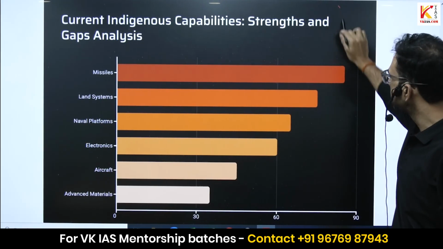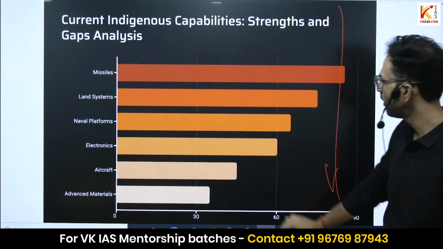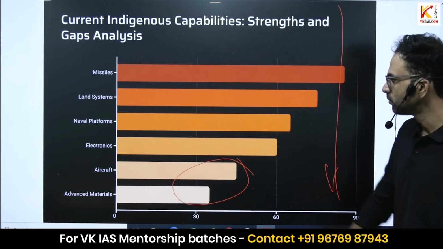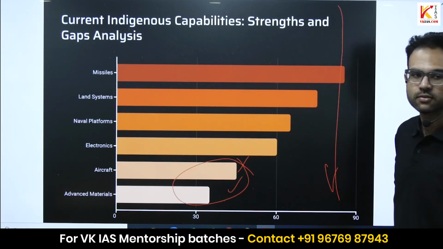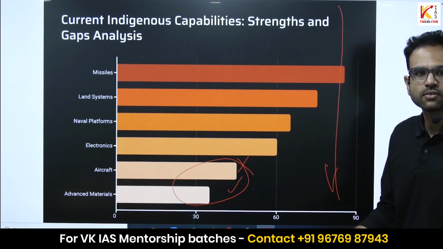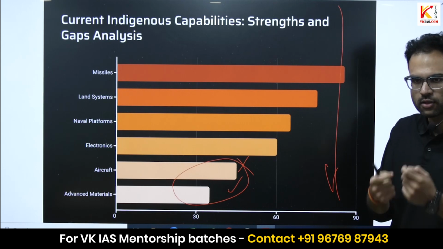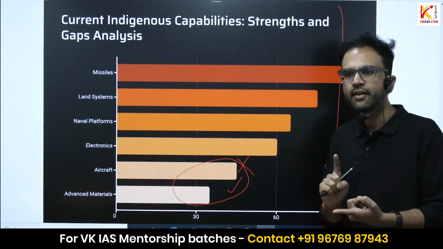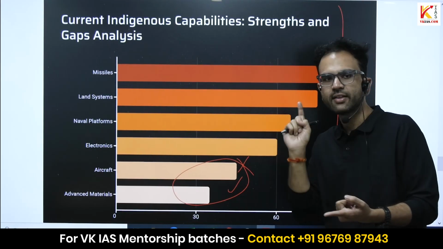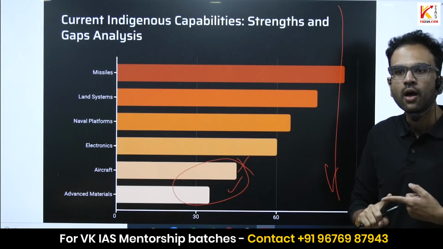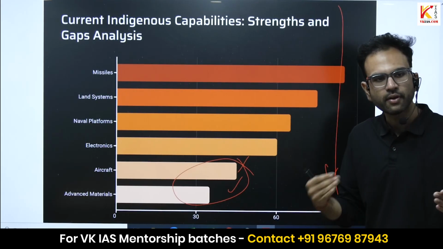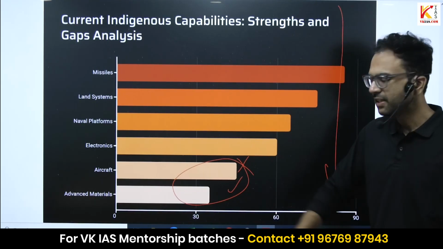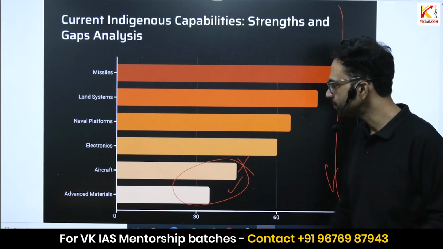So we have certain strengths and weaknesses, and these are the areas where we are yet to get better. Aircraft and advanced materials. Advanced materials means material technology, like the quality of what materials you use. Let's say if a missile strikes an aircraft carrier, if the material is good enough, it can minimize the damage. Just giving you an example. So these are the areas where we need to get better.